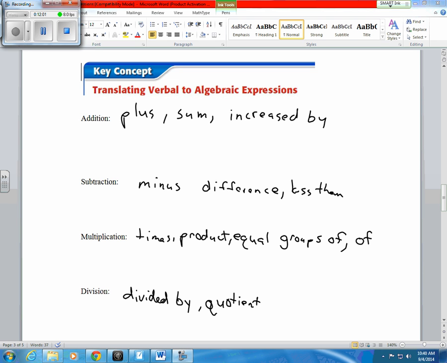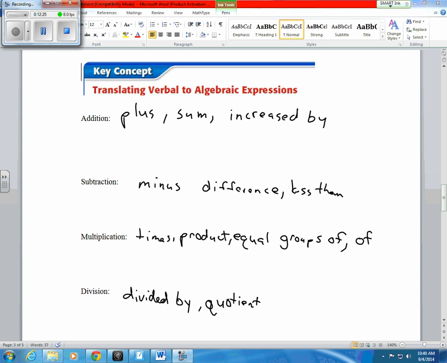Here are some of the most common ways you would probably hear these operations communicated. Addition might be plus, sum, increased by. Subtraction might be minus, difference, less than. Multiplication might be times, product, equal groups of, or even just the word of. Division would be divided by, and the one you're probably not used to hearing is quotient.